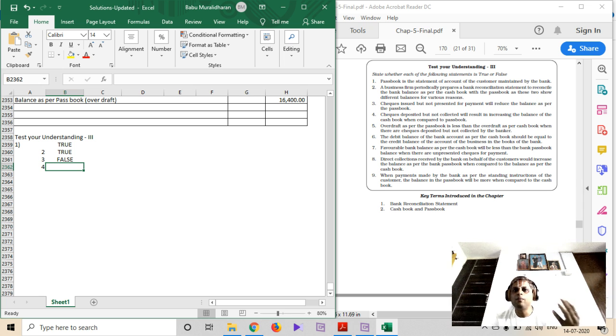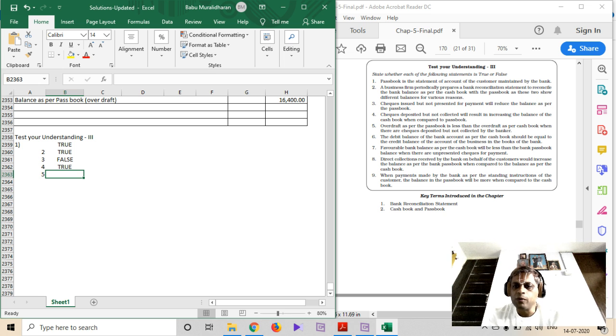Yes. So by debiting the bank column in the cash book, the bank balance as per the cash book will increase, but the check is not collected. So the bank has not credited the money into our account. So the cash balance as per cash book will be increased compared to the passbook. True, right?